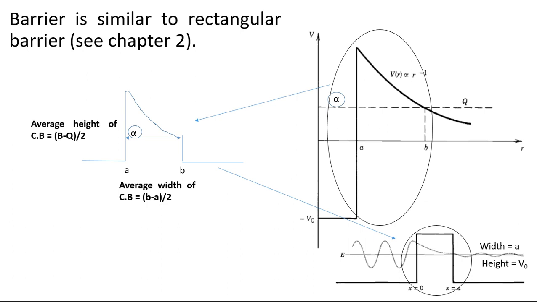So why are we doing it? Because in the textbook the transmission probability of the particle through this rectangular barrier is already calculated in chapter number 2, and we can use the same equation for our barrier. So E is the energy of the particle in the rectangular barrier. In our case, the energy will be Q.